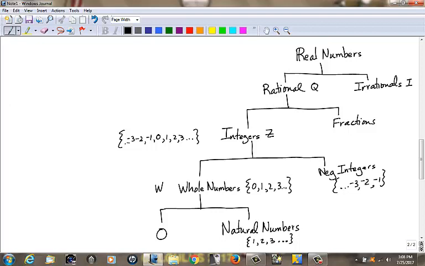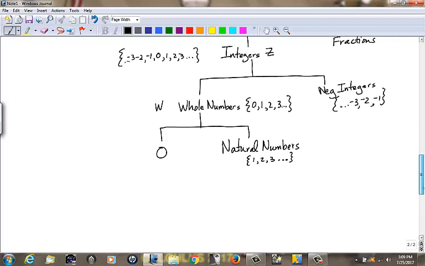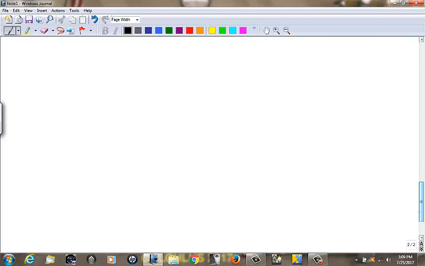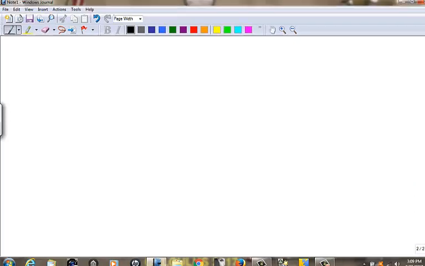7 is a natural number, which means it's a whole number, an integer, rational, and real. It would be in all those sets. So you can use either graphic organizer to help you on the problems. Then the author goes through some properties that we need to go back and review. You've had these in Algebra 1, so it shouldn't be much of a review.